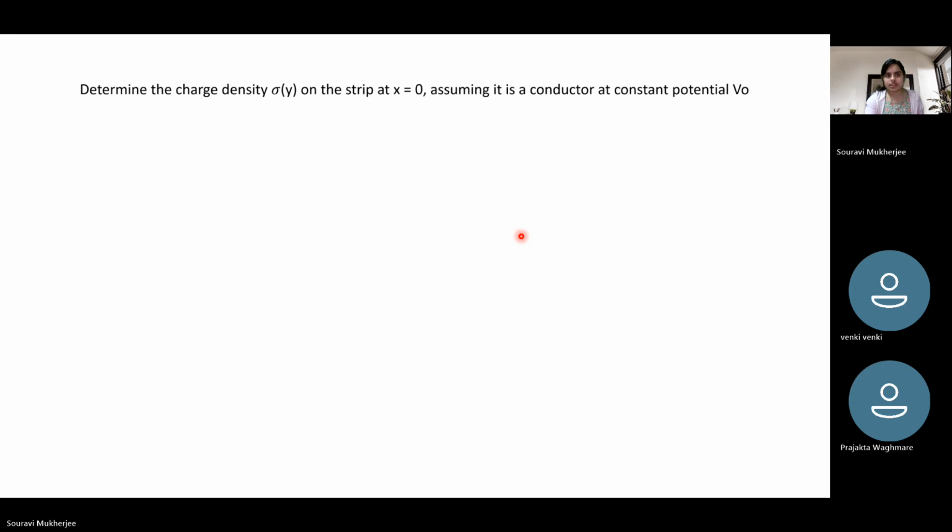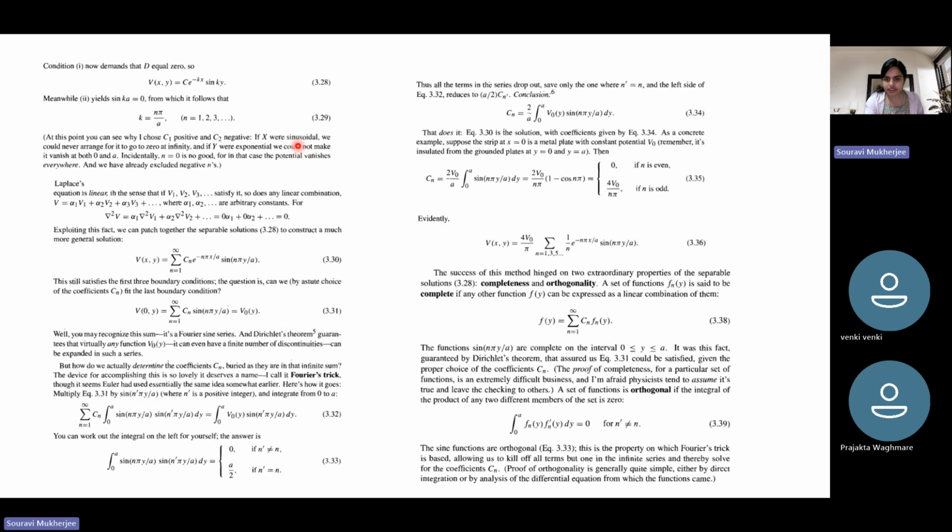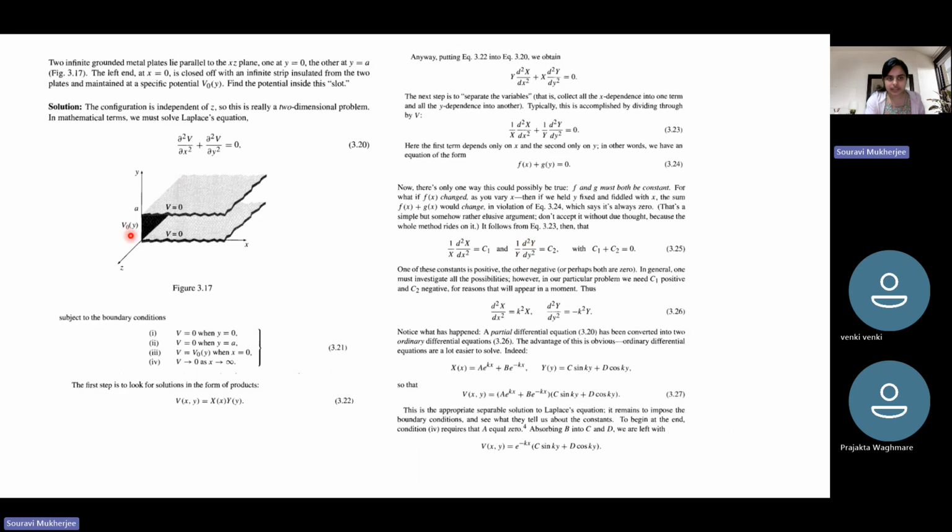Now, suppose we want to determine the charge density on the strip at x equal to 0, assuming it is a conductor at constant potential V naught, right? Basically, initially you had this function, which is a function of y. If this is a constant quantity, if it is a constant potential, then your expression gets simplified. So you get an expression like this, where V naught is a constant quantity. So in this question, it is said that V naught is some constant value. Fine.